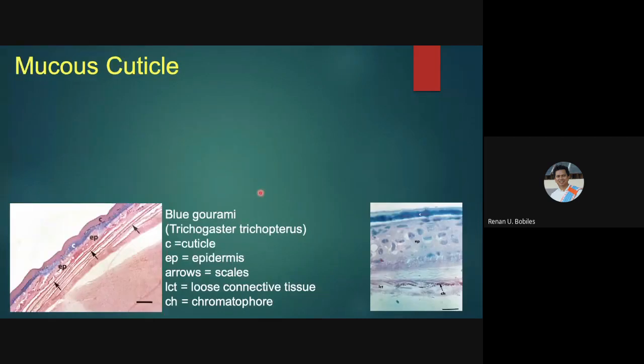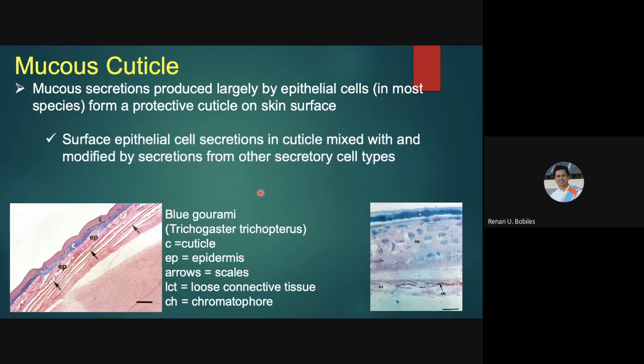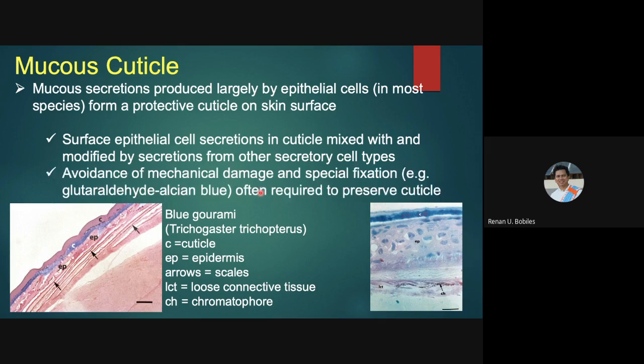Mucous cuticle. So mucus secretion produced largely by the epithelial cells in most species forms a protective cuticle on the skin surface. Secretion in the cuticle is mixed with and modified by secretion from other secretory cell types. So the purpose is avoidance of mechanical damage. Avoidance of mechanical damage. Yan yung pinaka main function ng mucous cuticle.